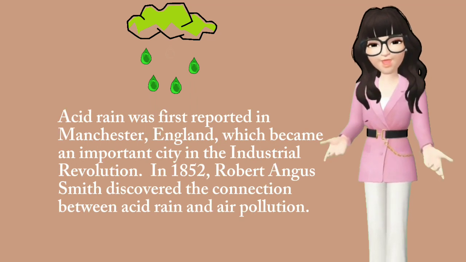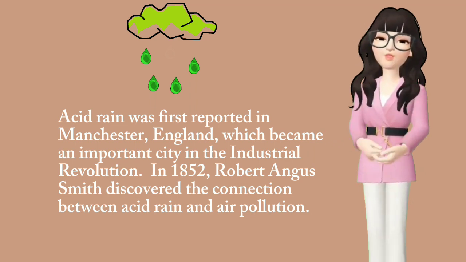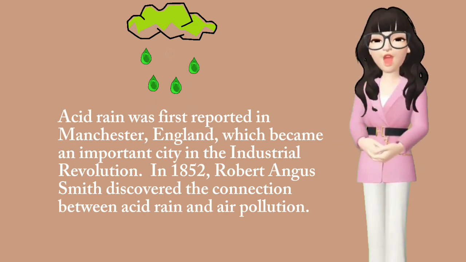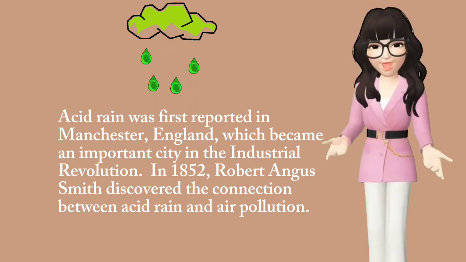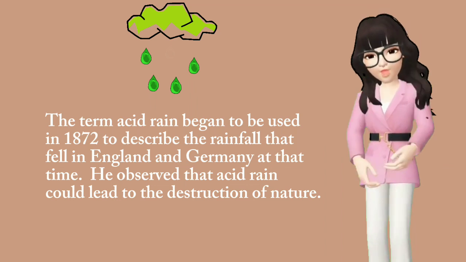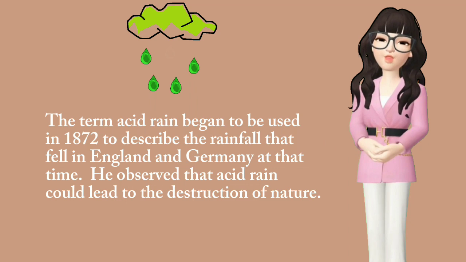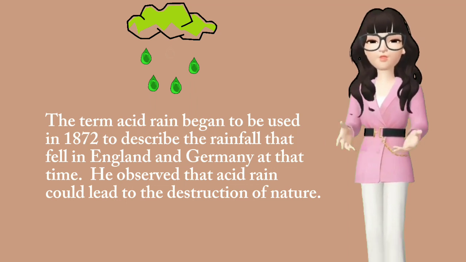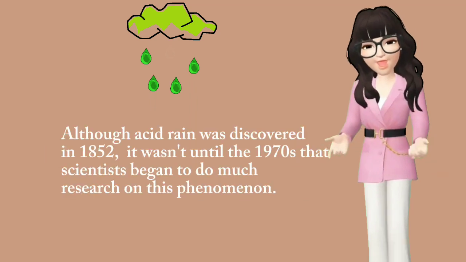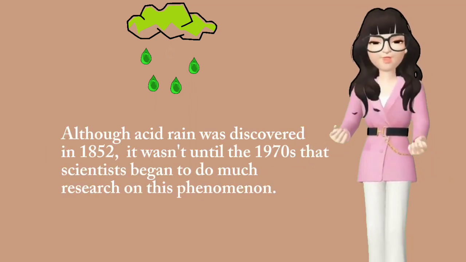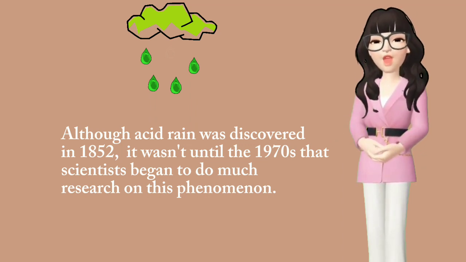Acid rain was first reported in Manchester, England, which became an important city in the Industrial Revolution. In 1852, Robert Angus Smith discovered the connection between acid rain and air pollution. The term acid rain began to be used in 1872 to describe the rainfall that fell in England and Germany at that time. He observed that acid rain could lead to the destruction of nature. Although acid rain was discovered in 1852, it wasn't until the 1970s that scientists began to do much research on this phenomenon.